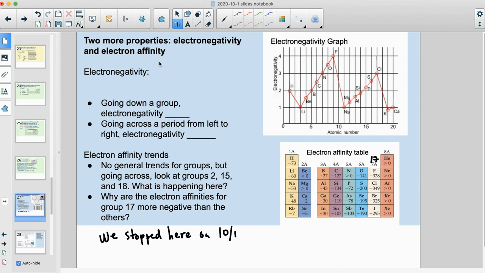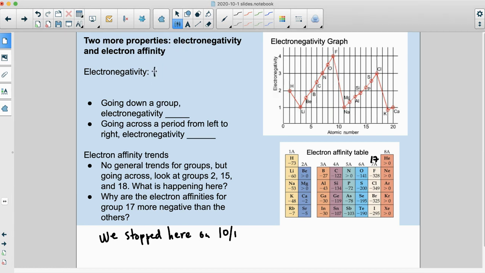Just two more properties. Electronegativity is the tendency for atoms to attract electrons in a bond. So this applies to covalent bonds in general, and we will talk a lot more about that later in Unit 2. Some atoms really love electrons. They will hog and take electrons. They're very greedy for electrons. And other atoms are not so greedy.